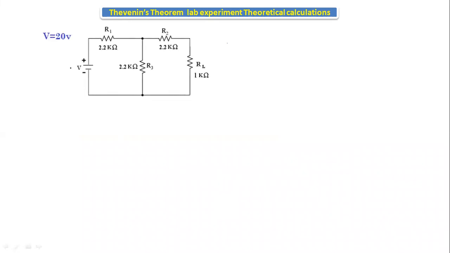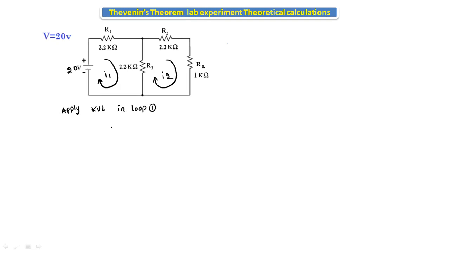Now let's say at 20 volts, if we apply the 20 volts here, the same way we will take I1 current flowing in loop 1 and I2 current flowing in loop 2. If we apply KVL in loop 1.